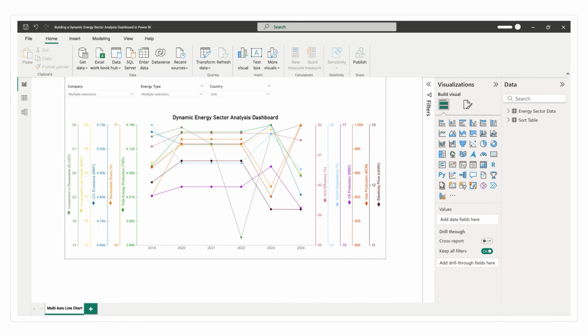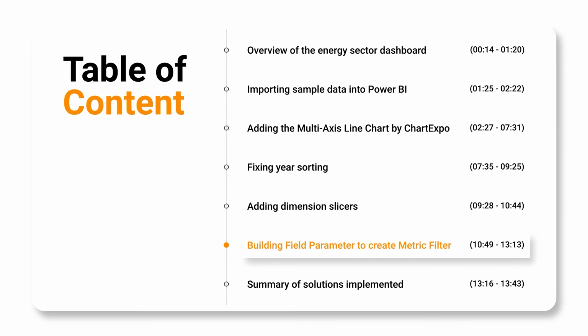Next, we will add a metric slicer using field parameters. This helps avoid clutter when displaying multiple energy sector measures in one chart. We will use it to compare selected metrics dynamically. Building field parameter to create metric filter.